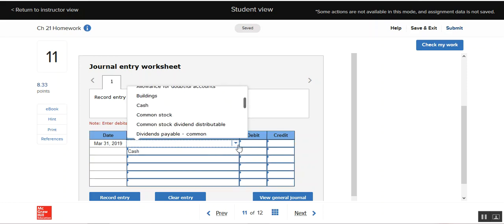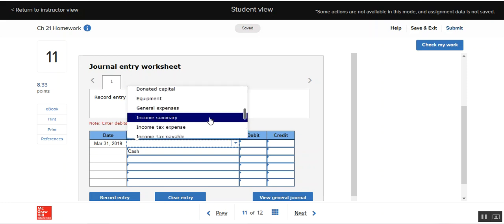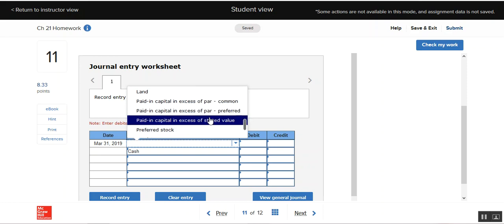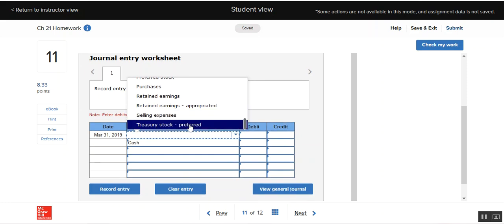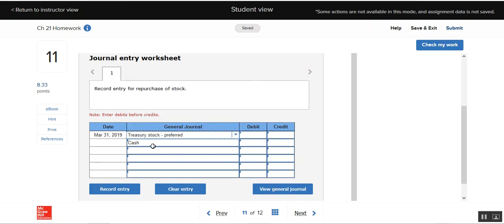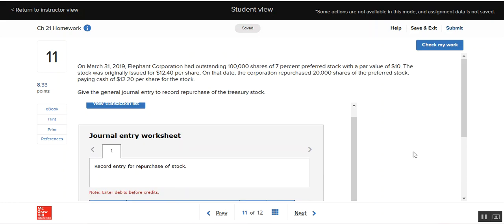Like I always start out with the one I know, we're paying cash. And now when we issue stock, whether it's common stock or preferred stock, we credit it. When we repurchase stock, it would stand to reason that we need to debit something. But instead of debiting preferred stock or common stock, we're going to call that treasury stock. And so there would be a treasury stock account for preferred stock, one for common stock, but in this case we're buying back preferred. So when we repurchase our own stock, so they're repurchasing their own stock, we're going to use the purchase price.